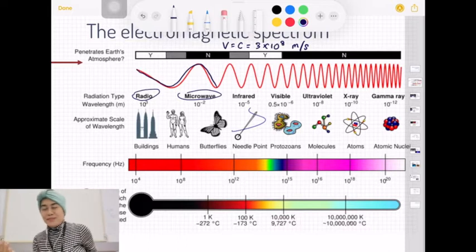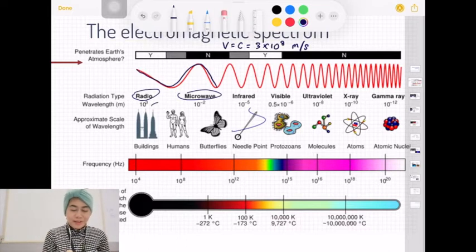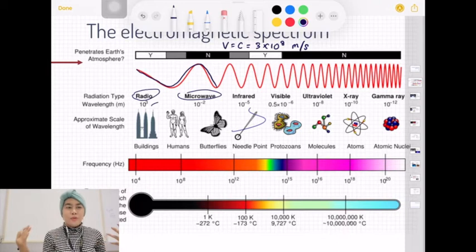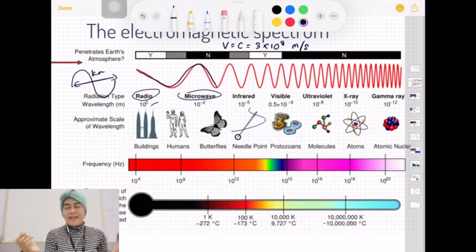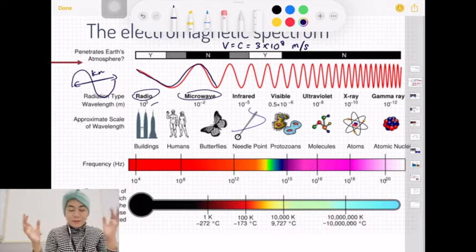For example, the values below here show how large these wavelengths are. For radio waves, it is up to 10 to the power of 3 meters wavelength. That is in the kilometer region. So the size could go up to the size of a building, right? And that is just for one wavelength. It's like a kilometer length. That's how large it is.